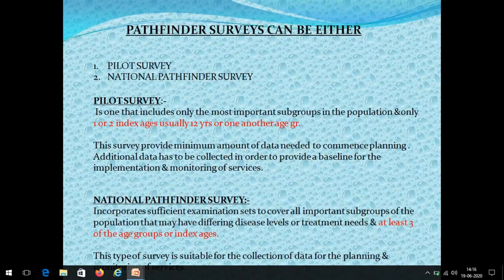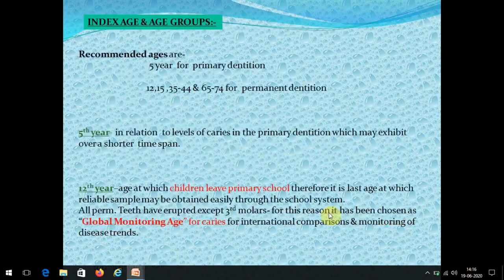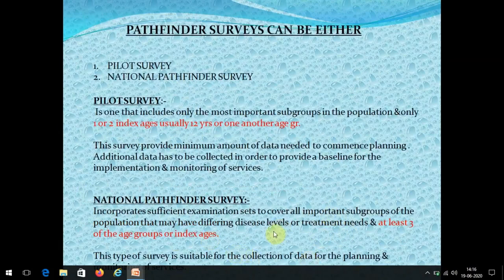But we need to get more data by conducting a National Pathfinder survey. It is a very big type of survey. It has to include at least 3 age groups, and most importantly it has to include all important subgroups. Here you can use only the most important subgroups. So you need to collect people from most of the cities or most of the populations or most of the groups where you get the stratified sampling, and clusters wherever you get, you need to include in a National Pathfinder survey.